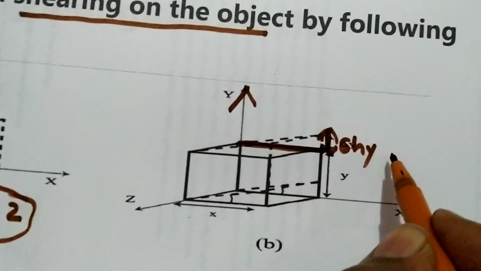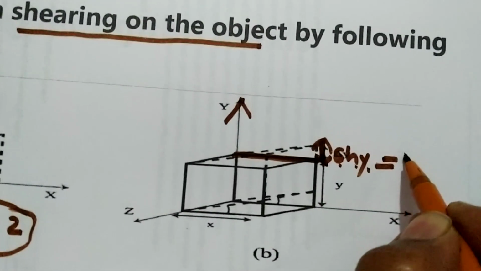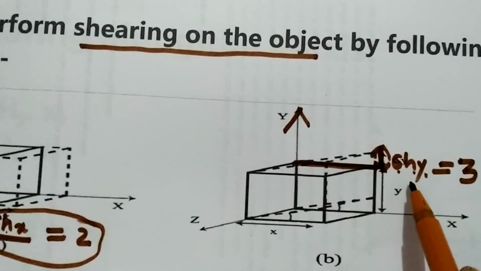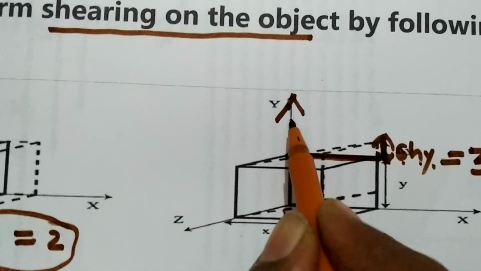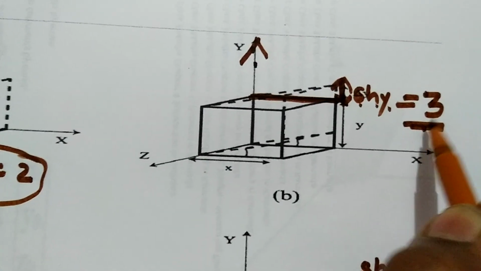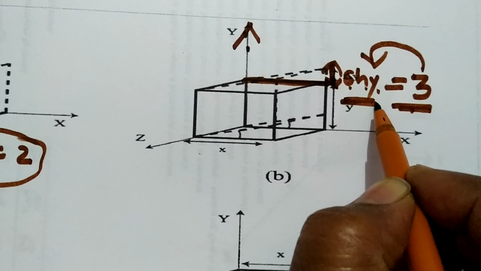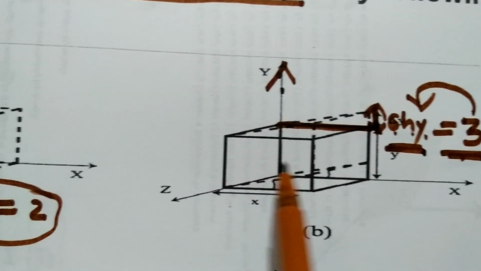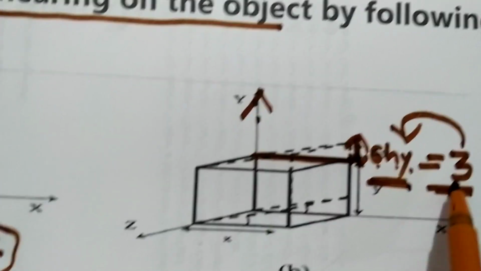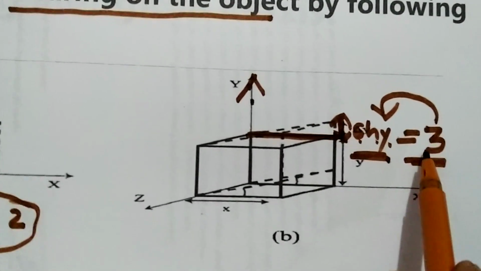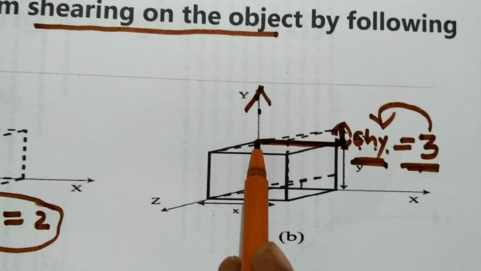This much size has increased in the y direction. The value of this distance will be stored in a variable called SHY. Suppose I store the value 3. This means that you are going to change the shape of the object along the y direction with the value 3. That 3 we store in the shearing parameter SHY. So along the y-axis we use the shearing parameter SHY. This SHY holds the value, in this example 3. That means the object size is going to change by 3 units in the y direction.